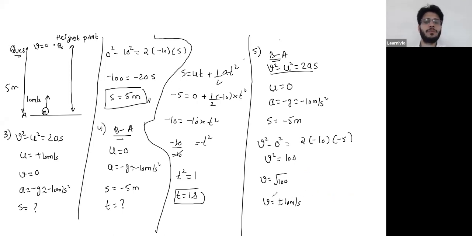So which one should I prefer, plus 10 or minus 10? Minus. Why? Sir, because it is falling. Right, yes, minus, because it's going downwards. So your velocity is simply minus 10 meter per second. So all 5 parts clear? Yes, sir. So Fatma, you're getting everything? Yeah.